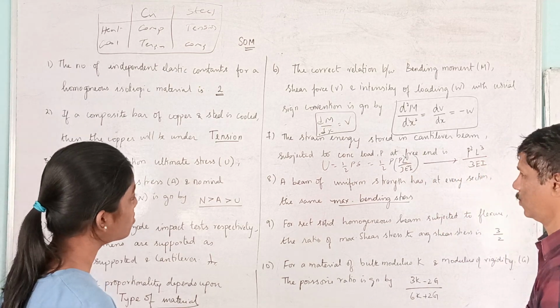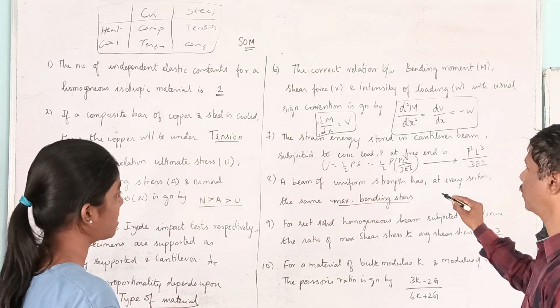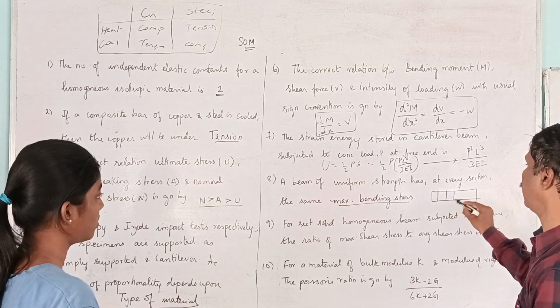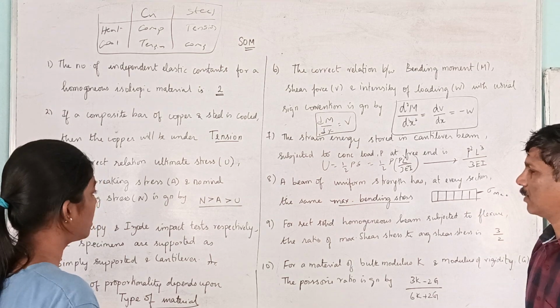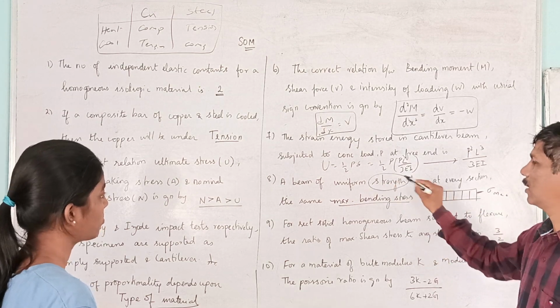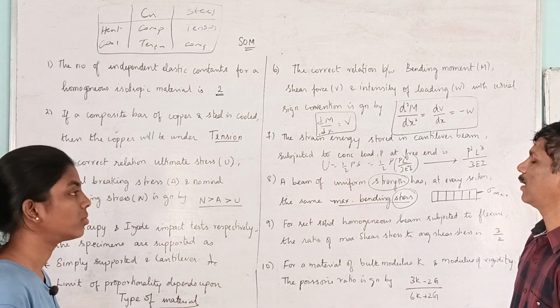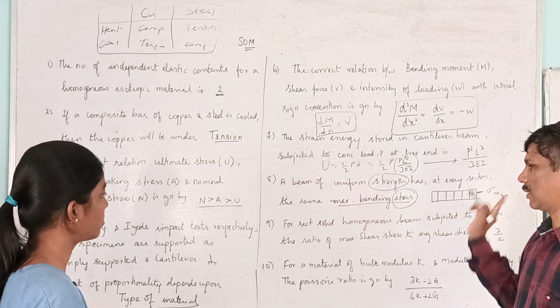A beam of uniform strength has at every section the same maximum bending stress. So in a beam of uniform strength, the stress is the same everywhere. It is the maximum bending stress. When we talk about stress, we deal with stress. A beam of uniform strength has the same maximum bending stress at all the sections.